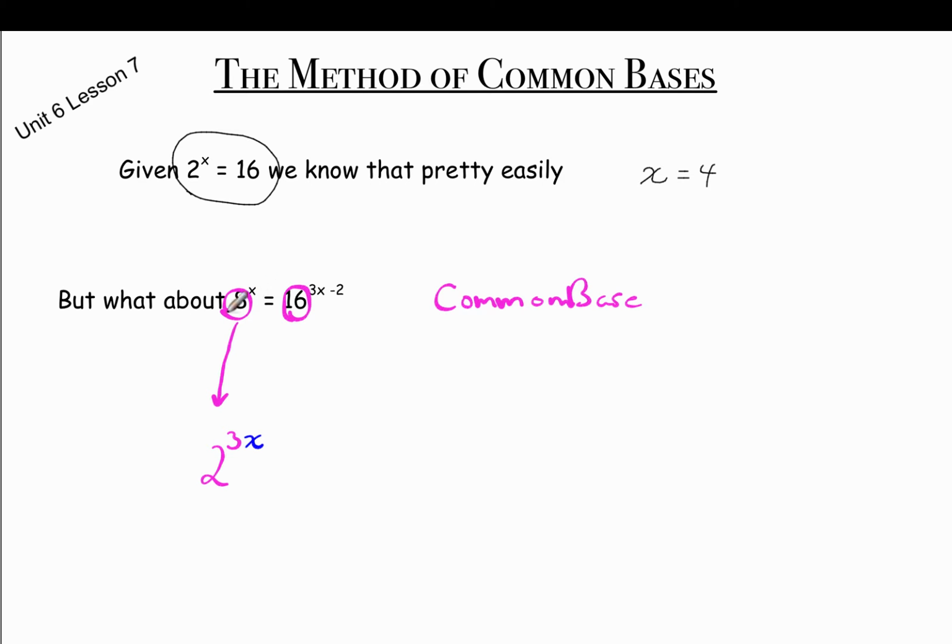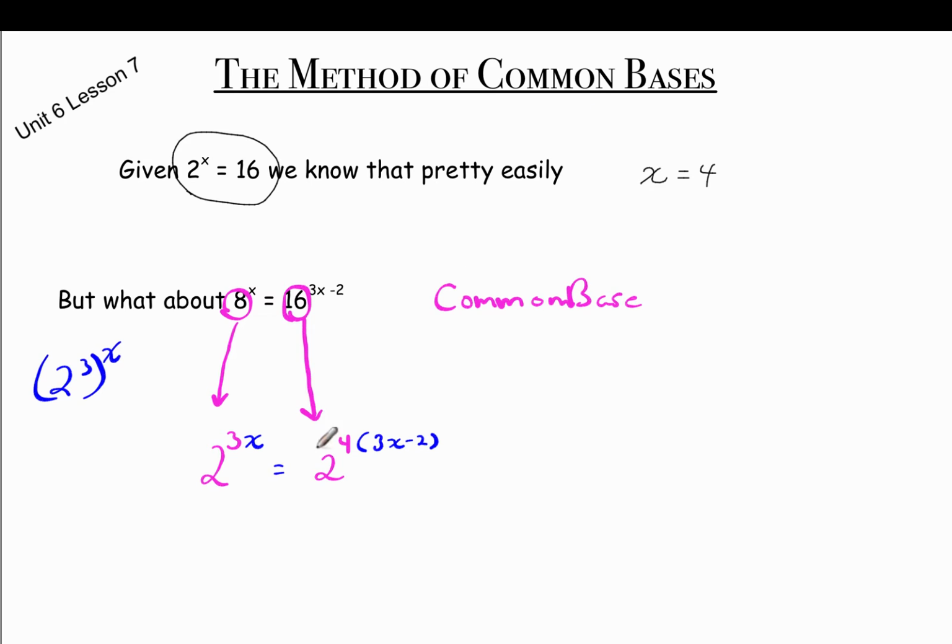Because remember, if I wrote 2 to the third and then the x on the outside, a power to a power means we multiply. So I'm going to do the same thing with 16. I chose 2 as my base because 2 to the fourth can get me 16. And then I still have the 3x minus 2.